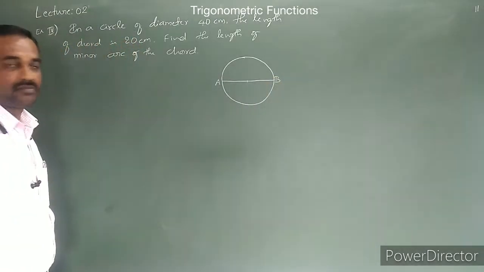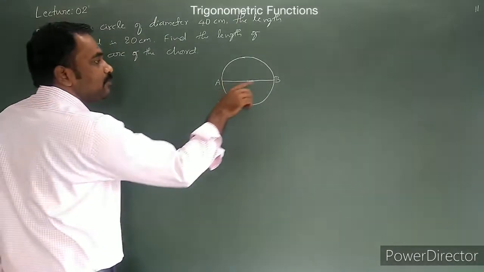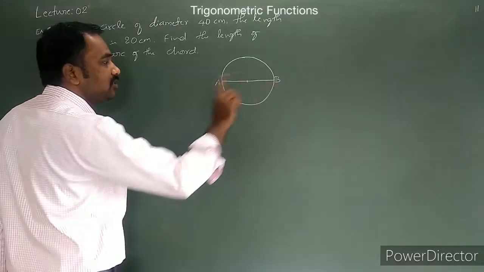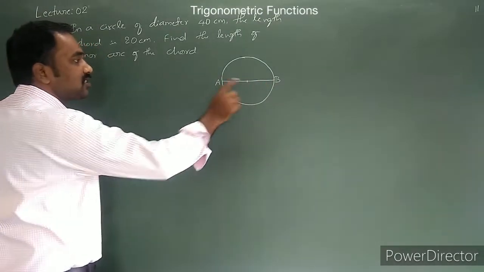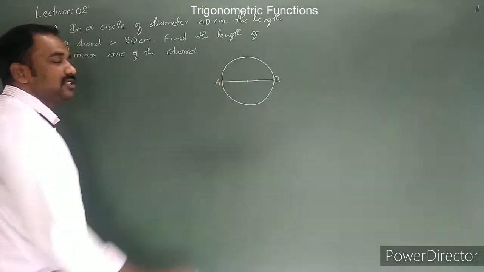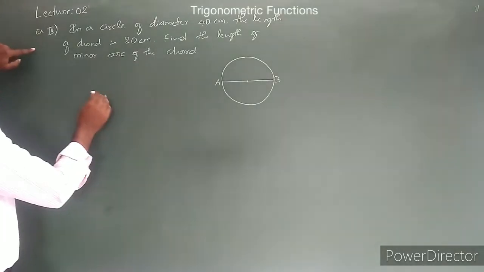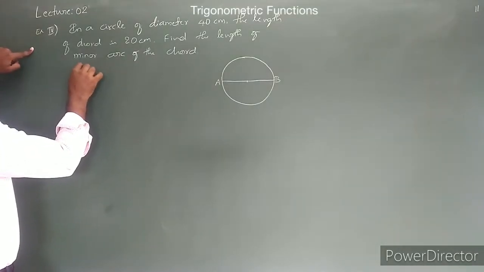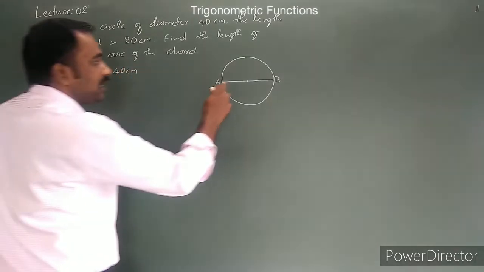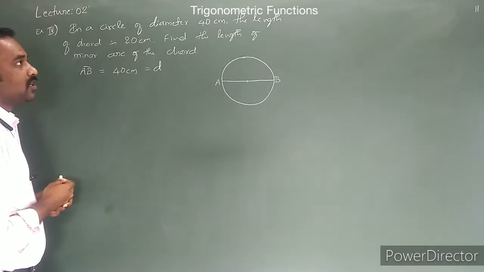AB is the diameter of the circle. Diameter, already know, a line segment which passes through the center of the circle and whose end points lie on the circle. It is the largest chord of the circle. In the circle, chords are there, so it is the largest chord of the circle. Anyway, diameter length is given. That means AB length is given. What is the AB length? 40 centimeter. Total diameter length is given. So I just name it as a big diameter.